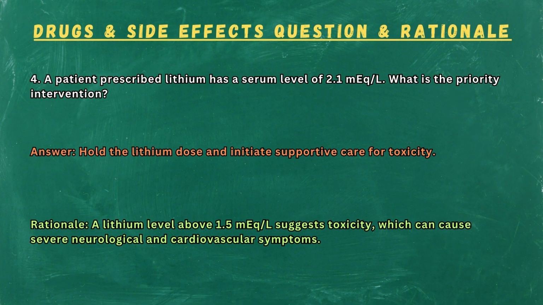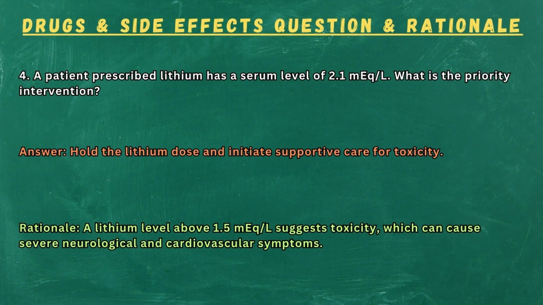4. A patient prescribed lithium has a serum level of 2.1 milliequivalents per liter. What is the priority intervention? Answer. Hold the lithium dose and initiate supportive care for toxicity. Rationale. A lithium level above 1.5 milliequivalents per liter suggests toxicity, which can cause severe neurological and cardiovascular symptoms.